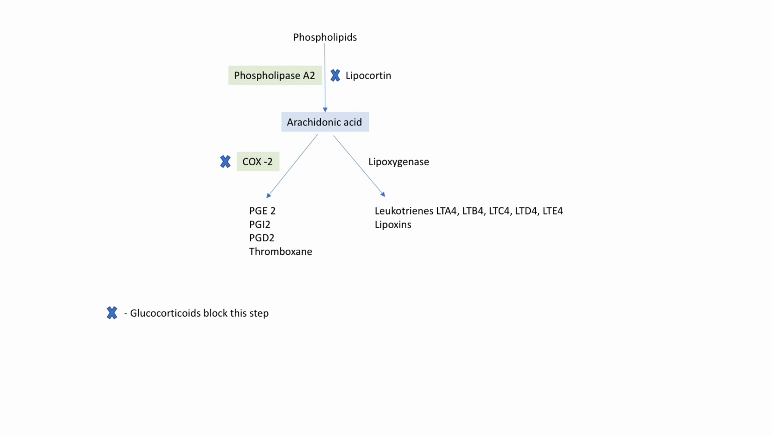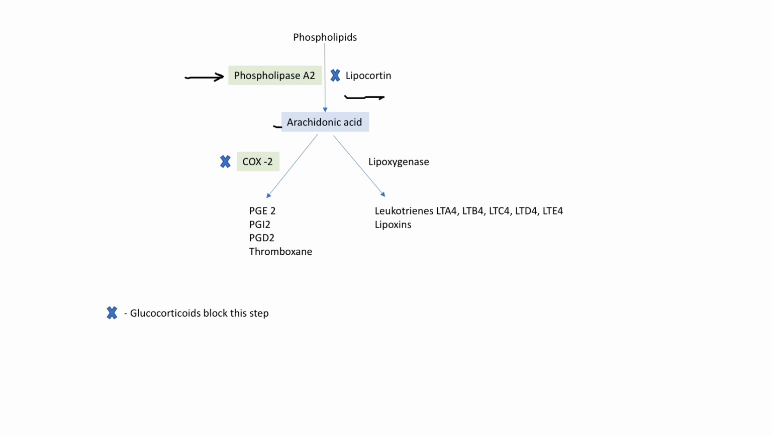Now let's see the effects of glucocorticoids on this process. Glucocorticoids increase transcription of the lipocortin gene, and this increases levels of lipocortin, and lipocortin inhibits the phospholipase A2 enzyme, and this decreases production of arachidonic acid, and low levels of arachidonic acid affect both cyclooxygenase and lipoxygenase pathways. The cyclooxygenase pathway is further inhibited as glucocorticoids decrease transcription of this enzyme, and that results in decreased levels of cyclooxygenase enzyme.